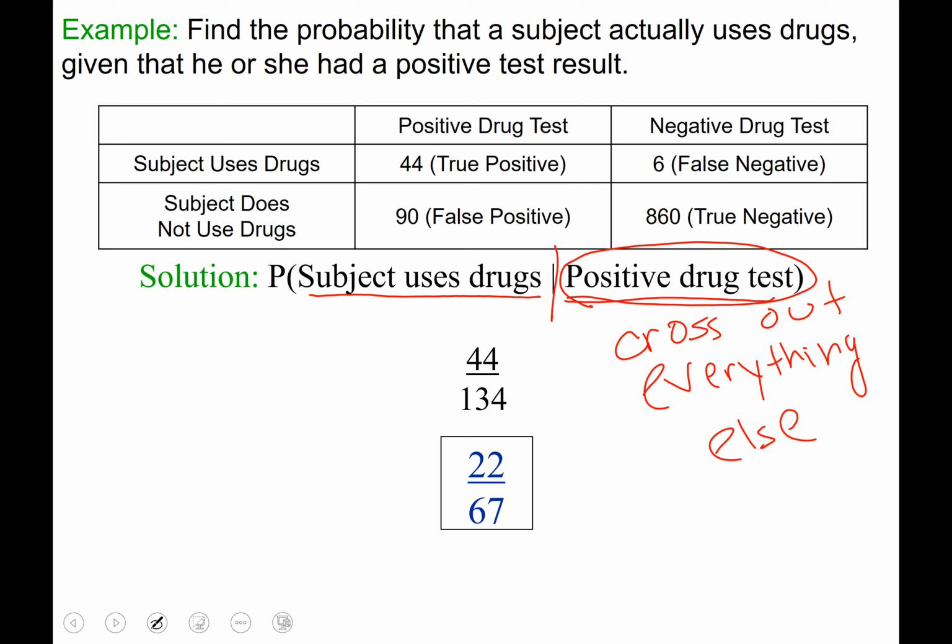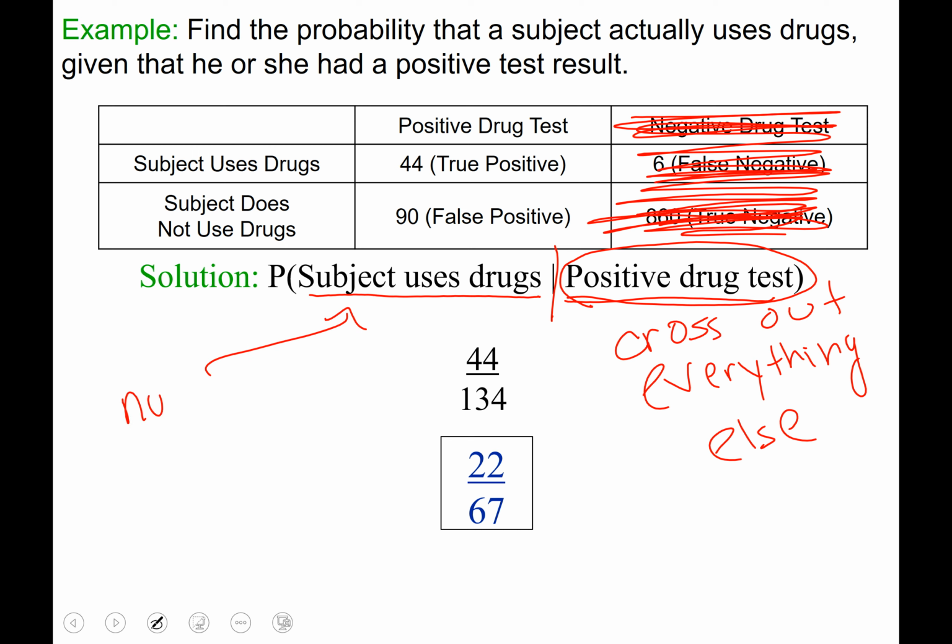Okay, positive drug test, that first column, so we're going to cross out all of this stuff here. This tells us our numerator. So we have 44. And then our denominator is all the positive drug tests, which 44 plus 90 is 134.